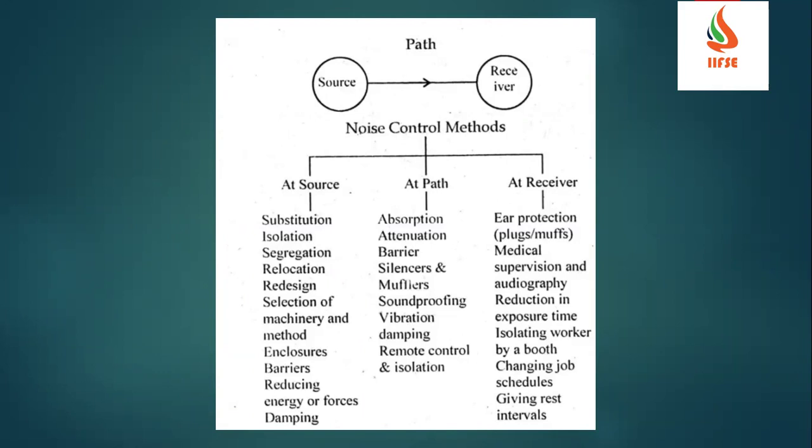These are the various controls we can take up at the source. At the path, there are absorption, attenuation, barriers, or putting silencers or mufflers, both are the same, and soundproofing, then vibration dampening, remote controls, and isolation, keeping the equipment away. And at the receiver side, there is ear protection, medical supervision and audiometry, and reduction in exposure time, allowing people to work only for lesser durations. Then isolating workers by changing job schedules and giving rest intervals or breaks in between the work. These are the various control methods we can implement.